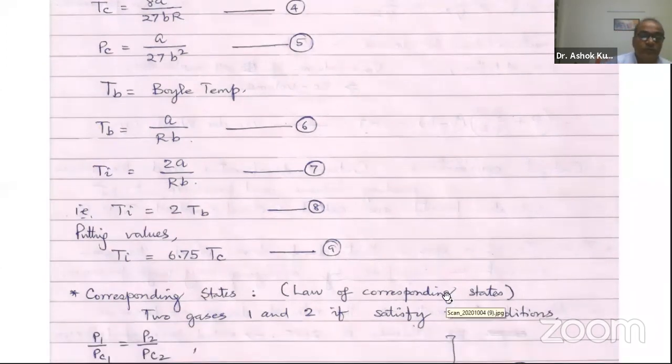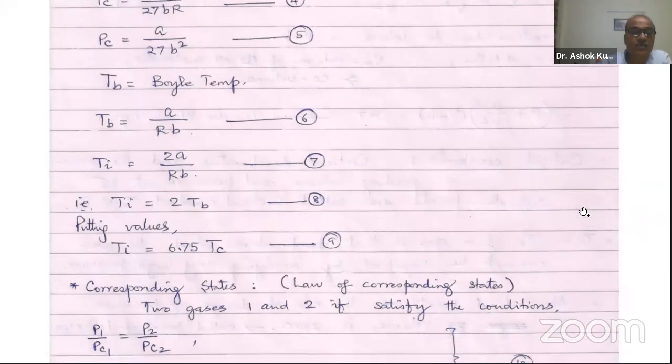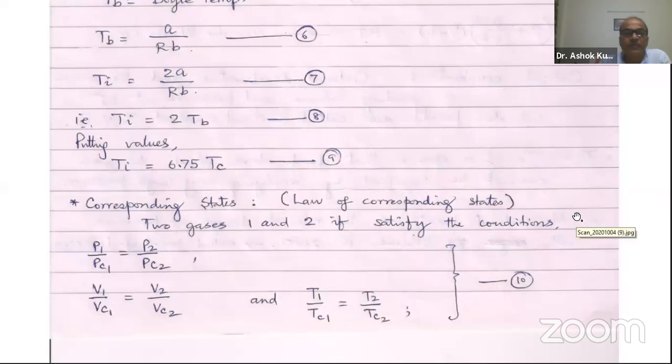Now we come to real gases. All these we are discussing, the moment we introduced A and B, that means we are considering the gases with limitations, gases with weaknesses, and the weaknesses we have already discussed. So now we come to corresponding states. Corresponding state means, suppose we have two gases, gas 1 and gas 2.